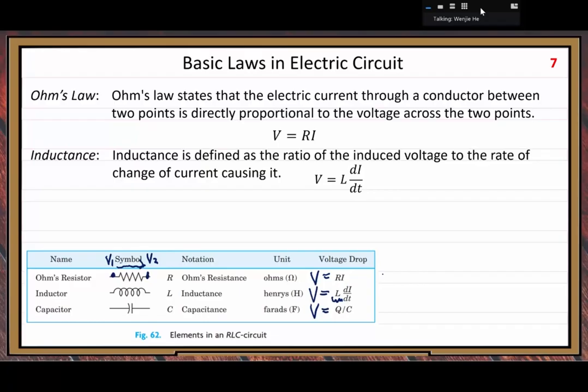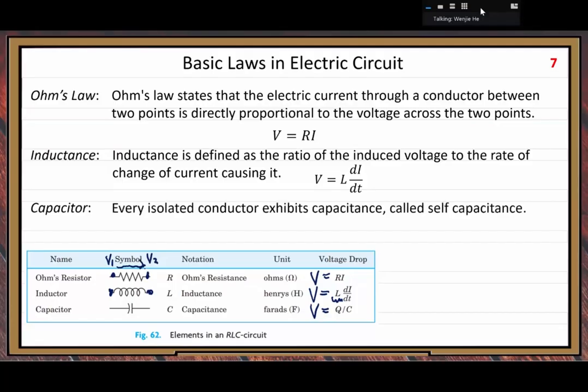So the current goes through. The rate of change of the current causing this inductance. And we also have the voltage drop. We put two points around this inductor, so the voltage drop between these two points. We define it that way, but we can write this formula.